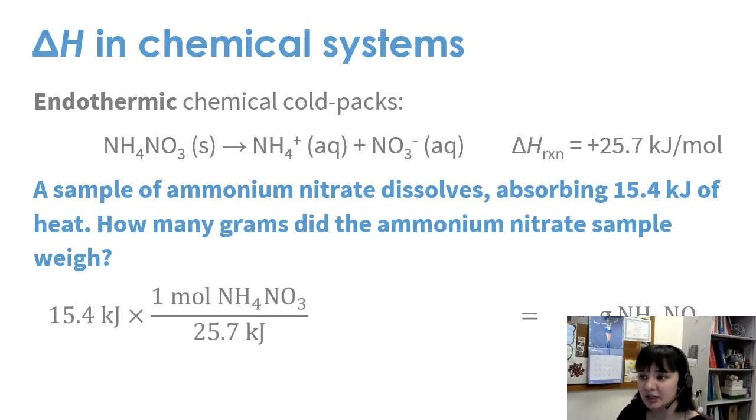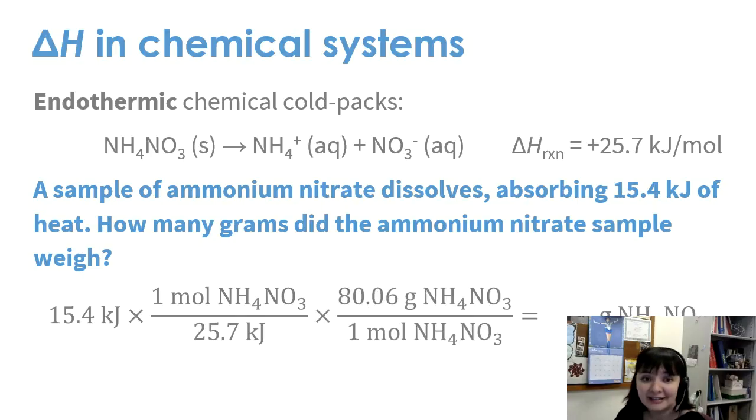I see from my chemical equation that there is 1 as my molar coefficient of NH4NO3. What that means is that for 1 mole of NH4NO3, 25.7 kilojoules are associated with that. Then from there, I have moles of ammonium nitrate. I can turn that into grams of ammonium nitrate just using its molar mass, which I calculated as 80.06 grams per mole. Now my conversion factors are all set up. I can evaluate this out, and I got 48.0 grams of NH4NO3.